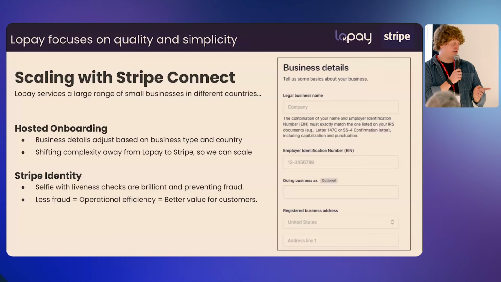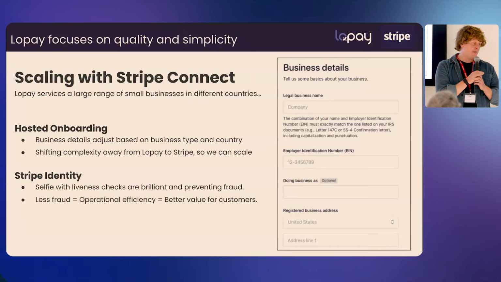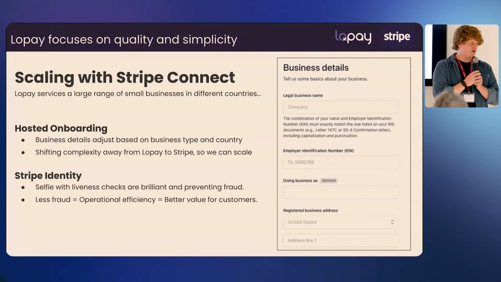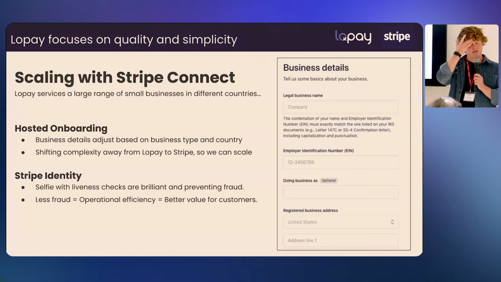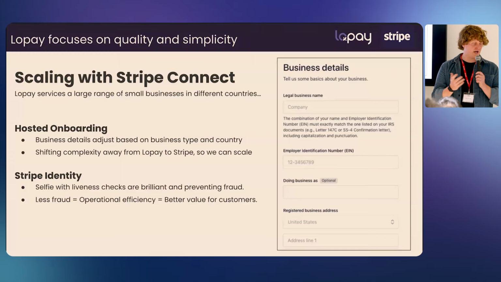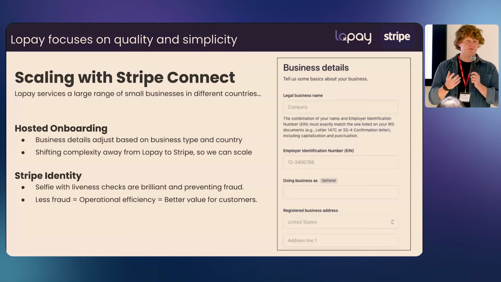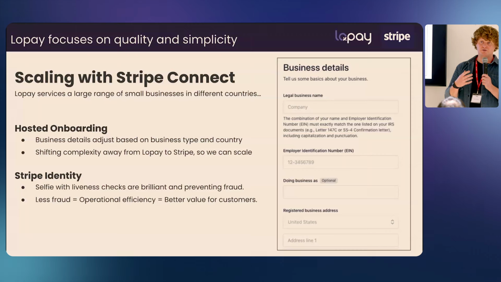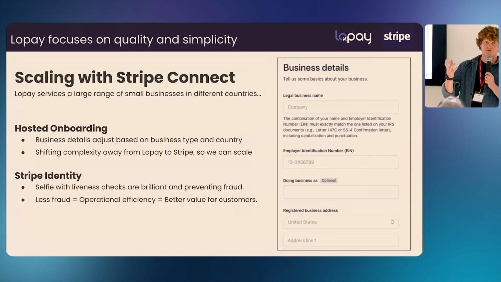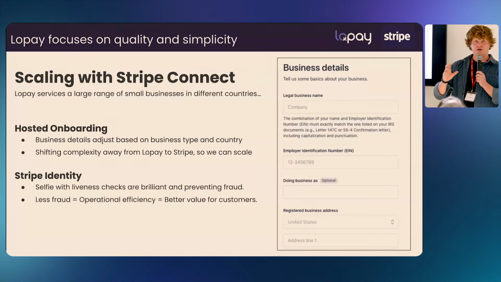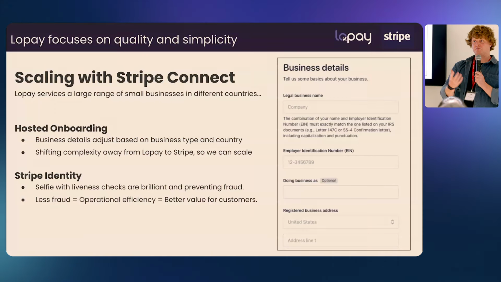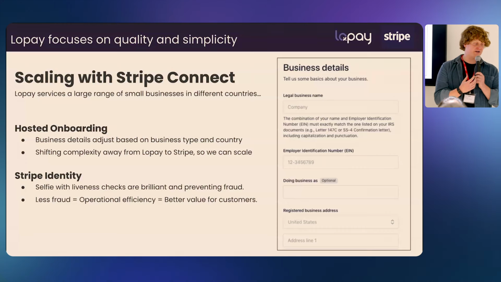I also want to mention Stripe Identity. It's not technically required, but Stripe Identity at Lopay has been a complete game changer in reducing fraud. Stripe gives you out-of-the-box selfie checks and liveness checks. So somebody couldn't steal someone's photo from Facebook and put it through an identity check. You have to be there, just like if you're using a Revolut app or whatever.